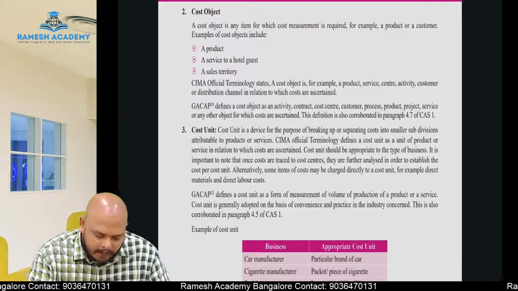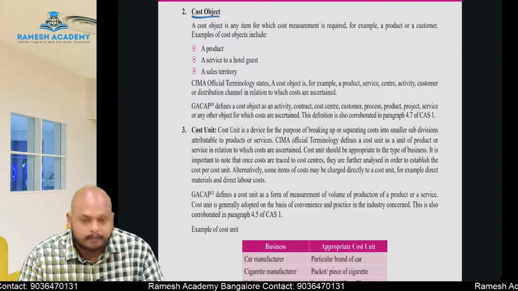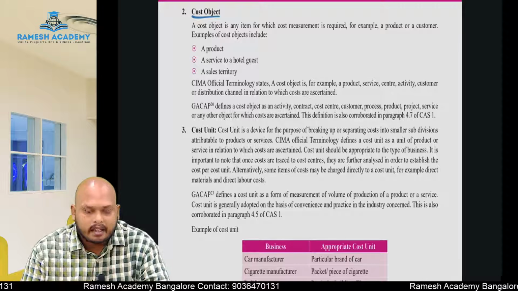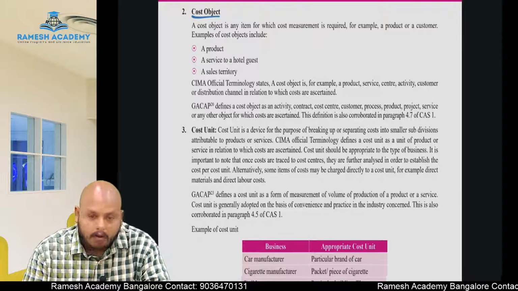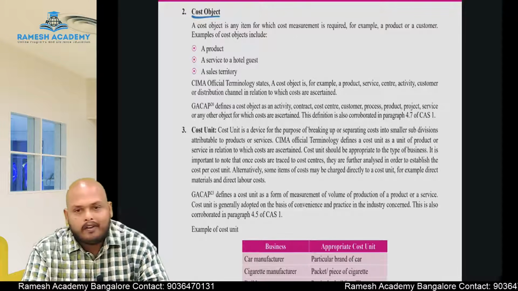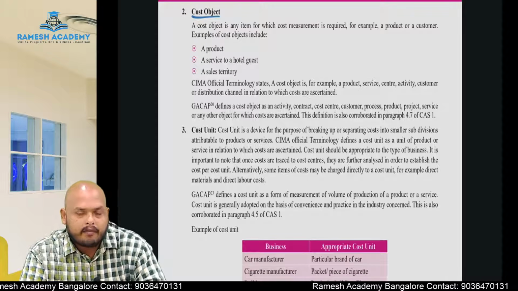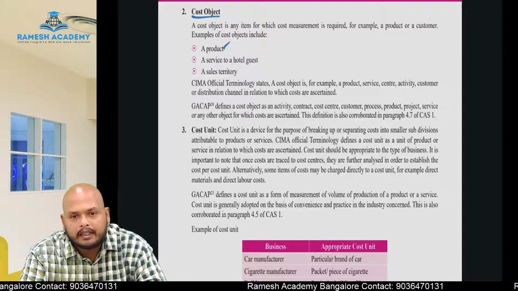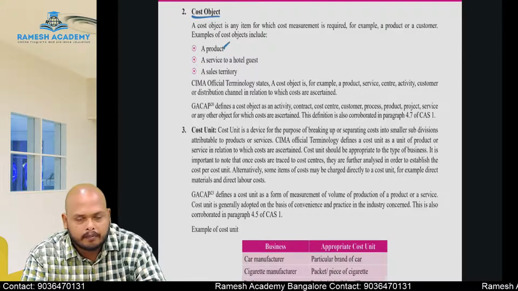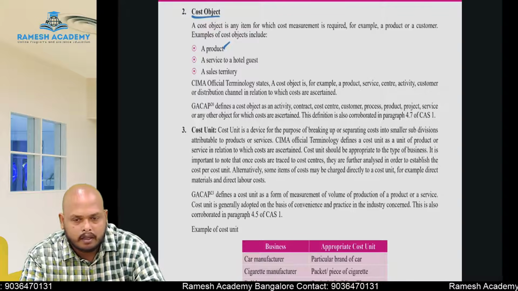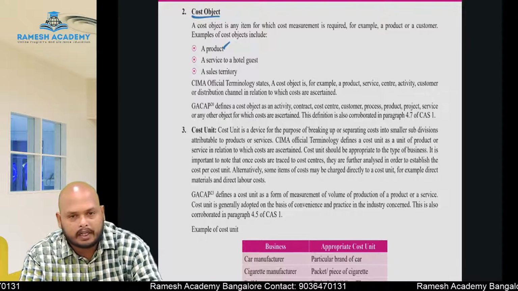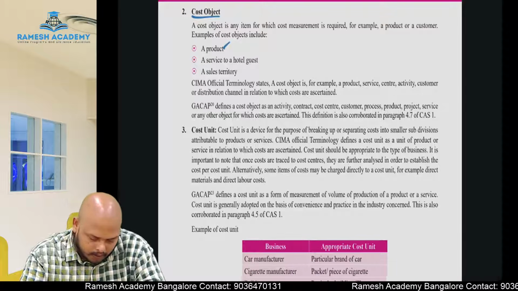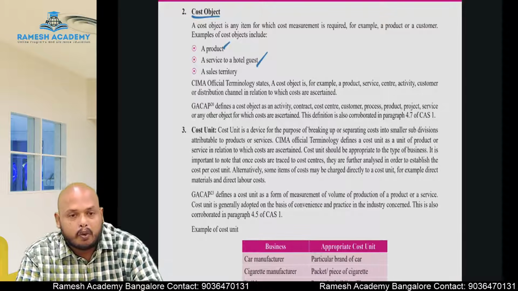Next definition we have is cost object. What do you mean by cost object, sir? A cost object is any item for which cost measurement is required. Any object for which a cost measurement is required, we'll call it a cost object. Example, a product we can take. Pen is a product. Pencil is a product. Water bottle is a product. Keypad is a product. Mouse is a product, like this. All those things we'll call as cost object.